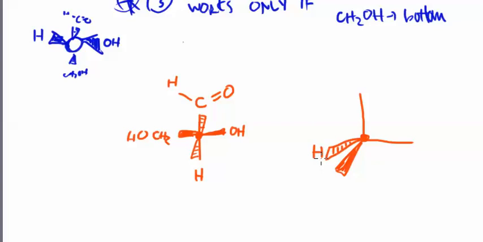Now I need to take a look at how the other three groups are going to be oriented relative to each other, right? One of them is an OH group, and one of them is a CH2OH group, and that is pointed toward me. The groups that point toward me are not as big a deal as the one that goes up at the top. We want to know which one of these is the highest priority group.